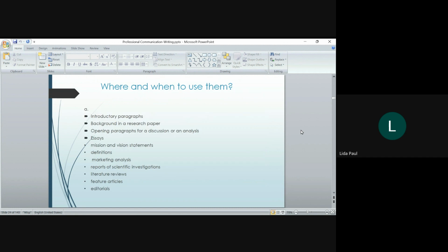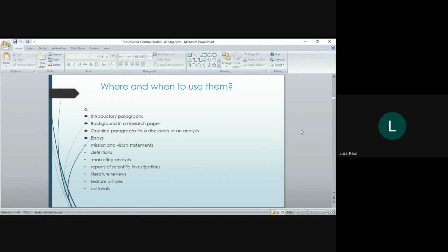Where and when to use them. So where can I use the general to specific pattern? Introductory paragraphs. Usually, whether on their own or as part of an essay, we use the general to specific pattern. The information is arranged like that, because the general to specific pattern is easier for a layman to understand, right?